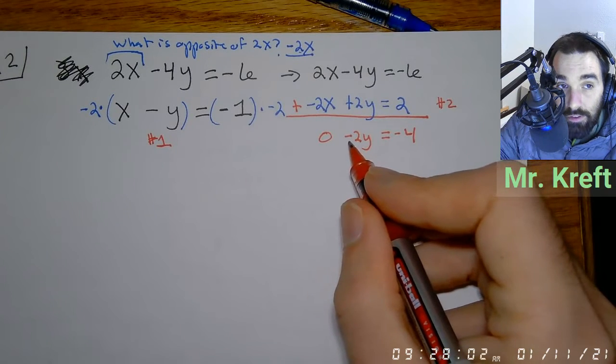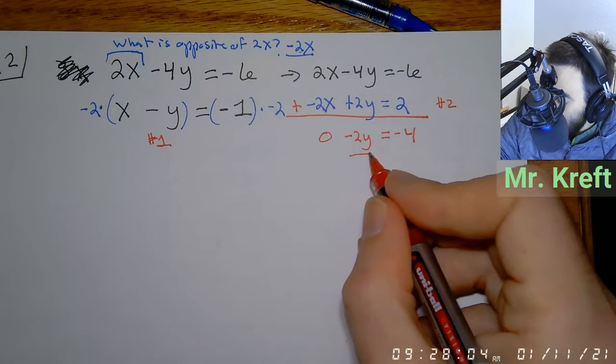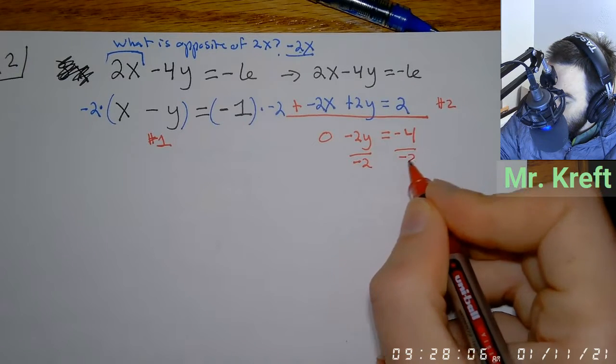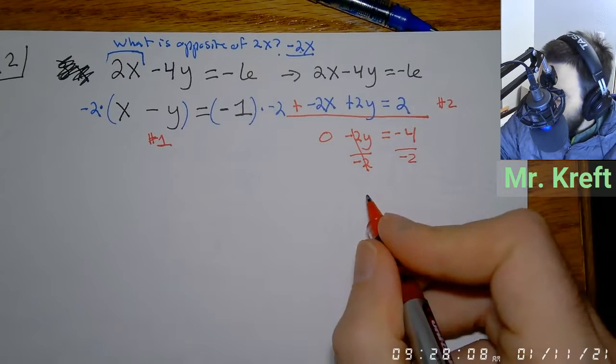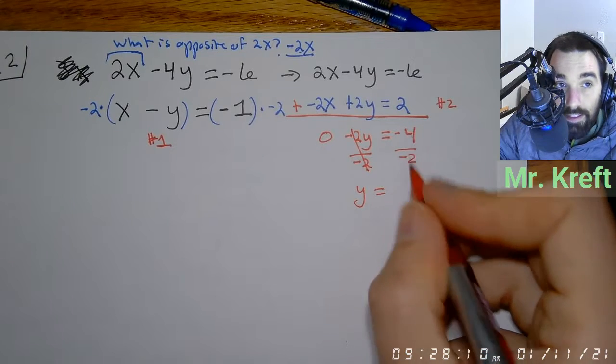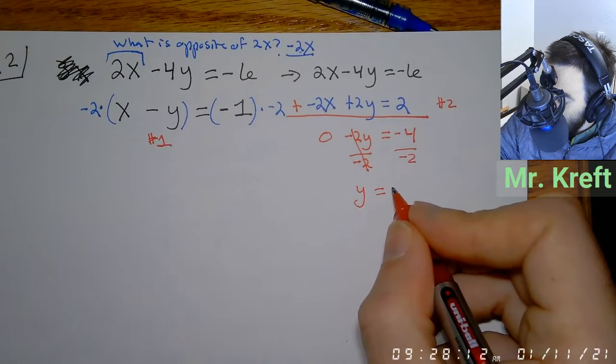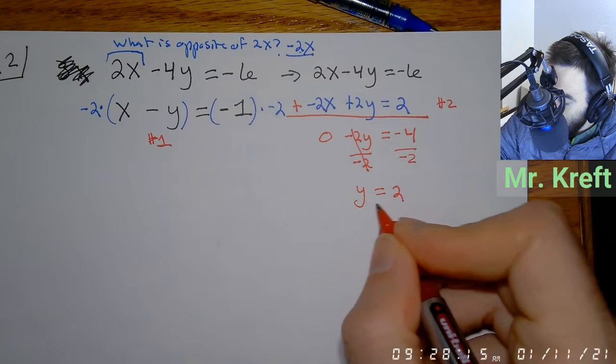So now I want to go ahead and solve this. I have negative 2 times y, so I'm going to divide by negative 2. That goes in one time, so I end up with 1y. And negative 4 divided by negative 2 is positive 2.